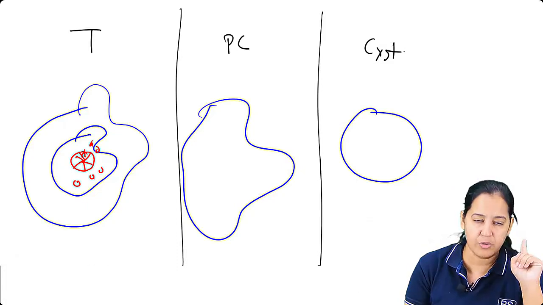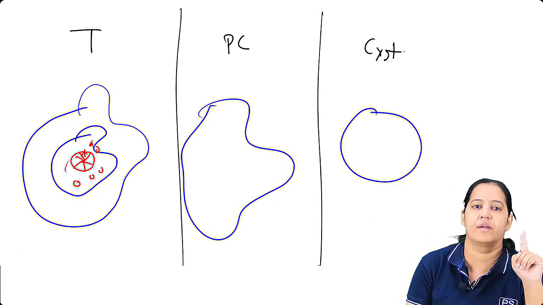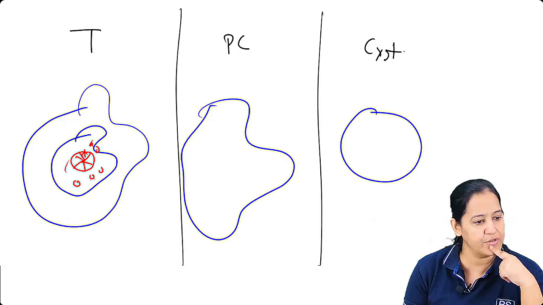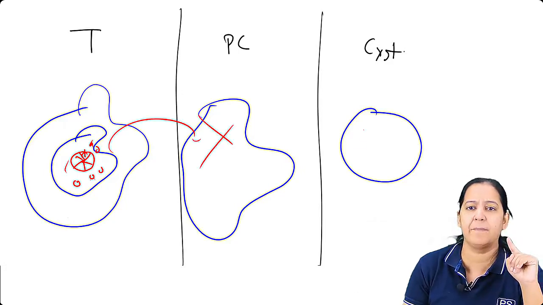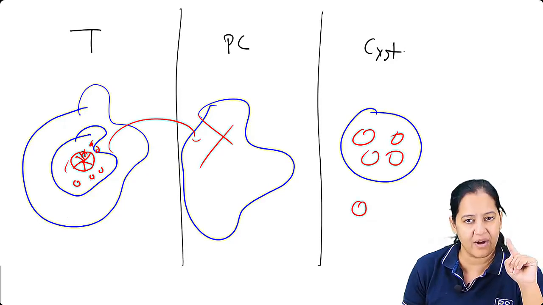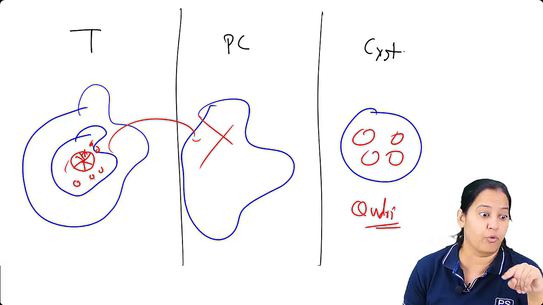So outer is clear, inner is granular. And erythrophagocytosis. How many of you got it? This is all you have to show. Whatever you have to show, I have written and given. This is nothing important. Here draw four nuclei. Draw four nuclei, write down quadrinucleate. Quadri means four. Quadrinucleate cyst.